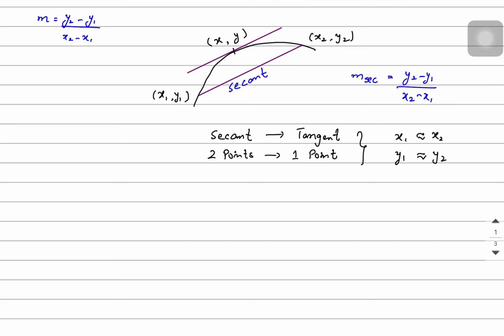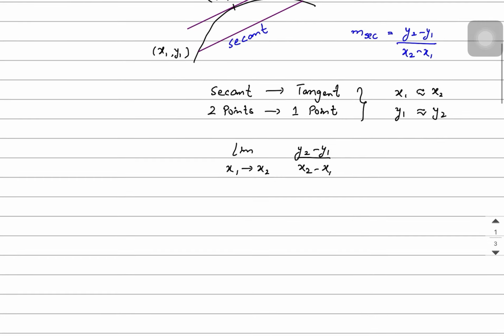For that purpose, there is a term lim. Lim means limit. That is not in your syllabus, but I'm just giving you a concept. So I would say that x1 tends to x2, and the gradient remains the same, that is y2 minus y1 over x2 minus x1. So basically, what is delta x? Delta x is change in x, that is x2 minus x1. What is delta y? That is y2 minus y1.